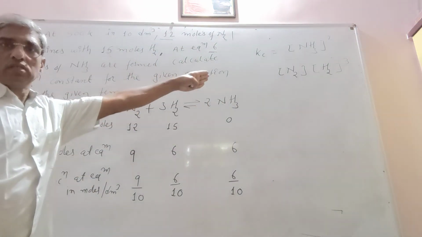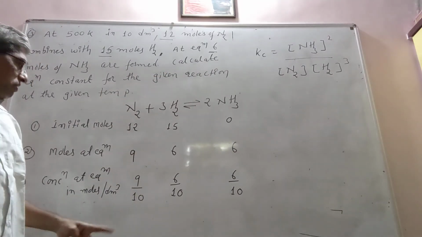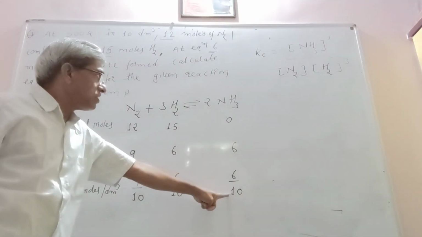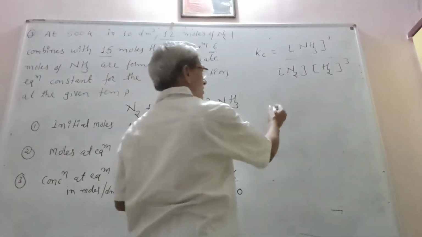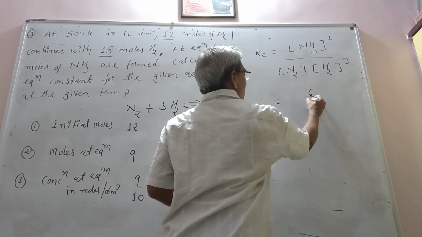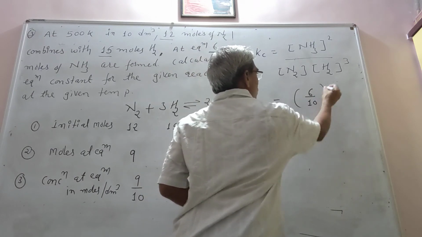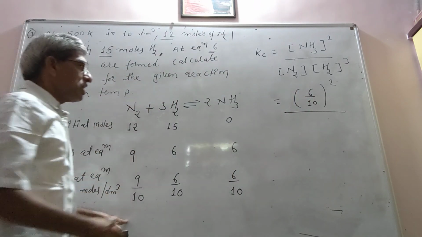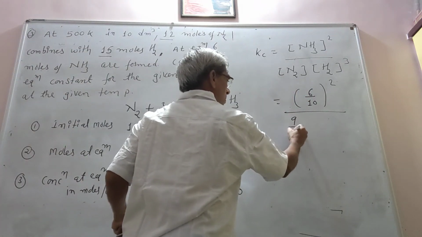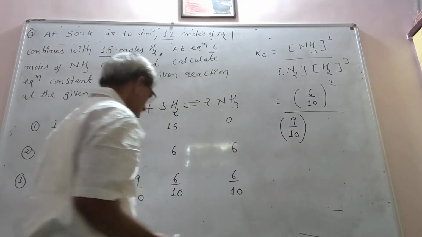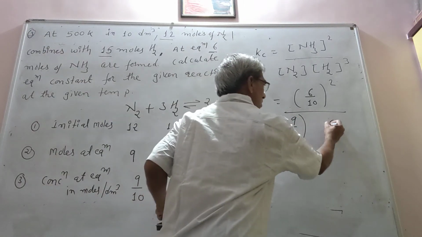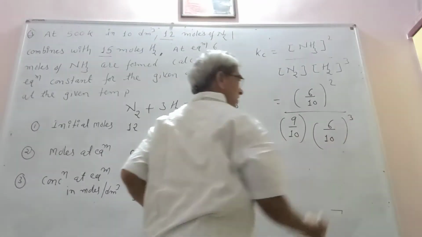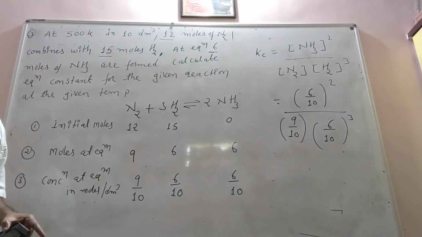After applying law of mass action, we get that equation. We have the values of concentrations. Concentration of NH3, 6 divided by 10. 6 divided by 10 whole raised to 2 whole upon. What is the concentration of N2? 9 divided by 10. What is the concentration of H2? 6 divided by 10 whole raised to 3. Simple mathematics now.